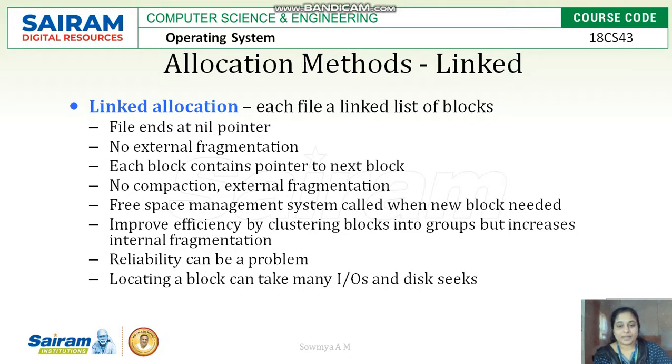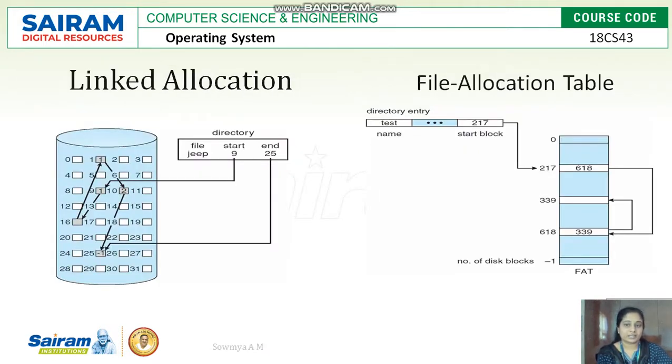A free space management system is called when a new block needs to be allocated to a file. So there is no relocation of the file to a whole new place if the file grows. Efficiency can be improved by clustering blocks into groups, but this increases internal fragmentation. Reliability can be a problem here, and locating a block can make input output and the disk seek the information.